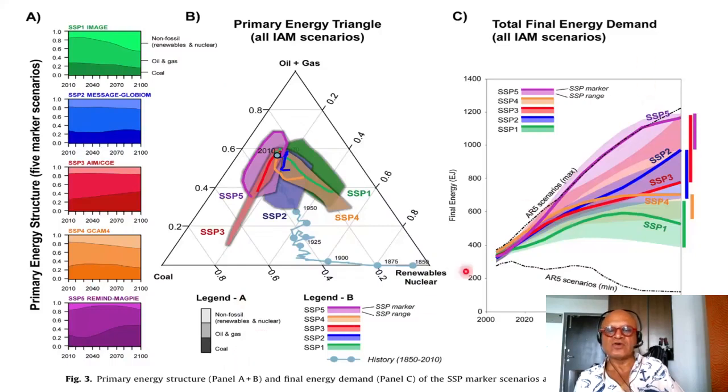In B we are looking at what we looked at before, and this is what the history shows from 1850 to 2010 in terms of how coal has done, how it has become uneconomical to burn coal. Renewables have increased, nuclear has increased, and so on and so forth. Okay, total final energy demand combining all IAM scenarios, we looked at this before.